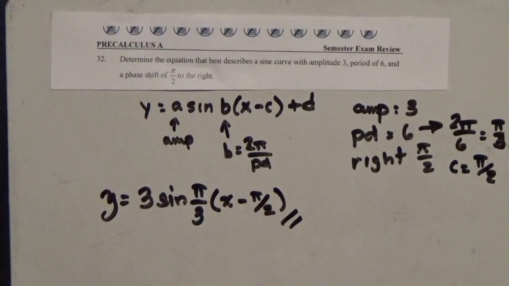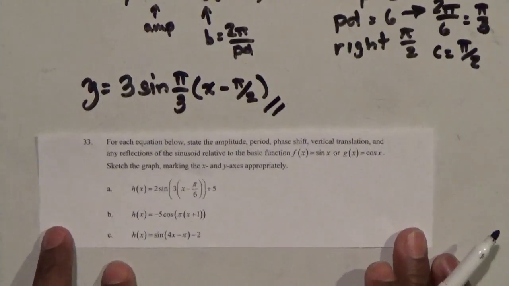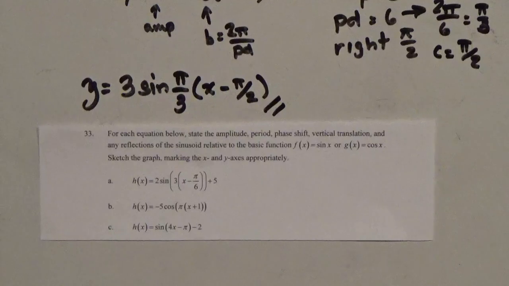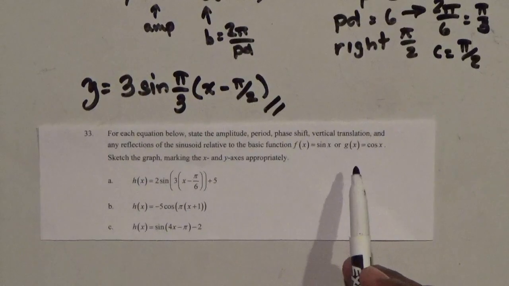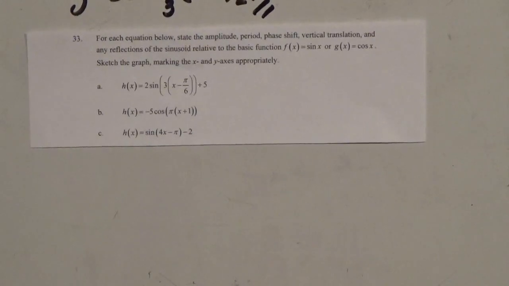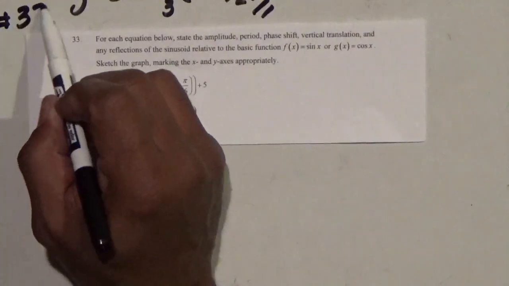All right, number 33. For each equation below, state the amplitude, the period, phase shift, vertical translation, and any reflections of the sinusoid relative to the basic functions f of x is equal to sine x, or g of x is equal to cosine x. So we're pretty much doing the opposite of what we did in the previous problem. Let me write this as 33, a little bit bigger.